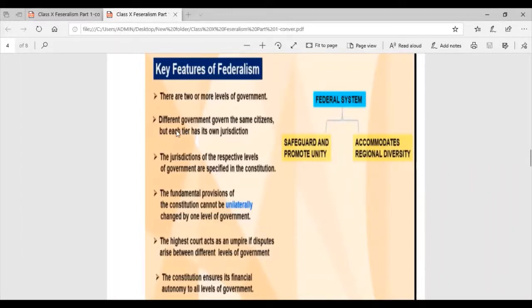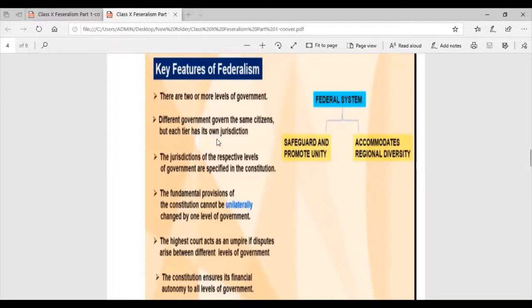The second point is explaining that different governments govern the same citizens, but each tier has its own jurisdiction. This point is explaining that the same citizen is governed by different governments, but each level has its own jurisdiction.